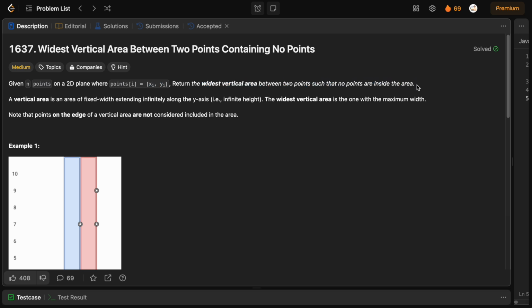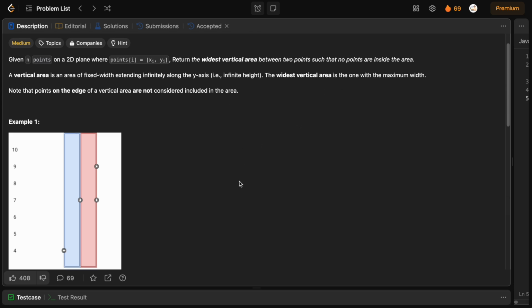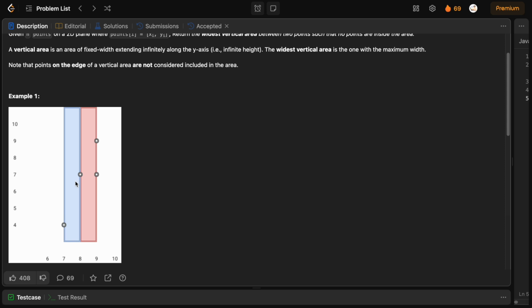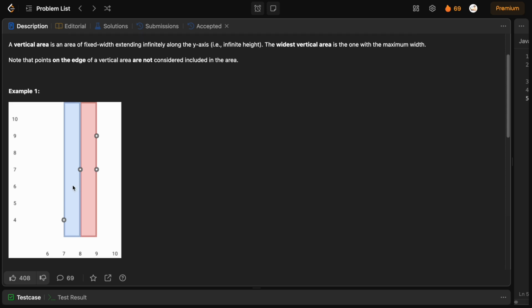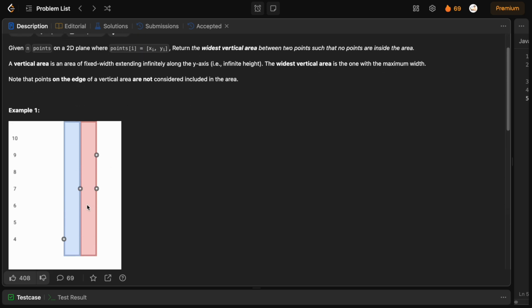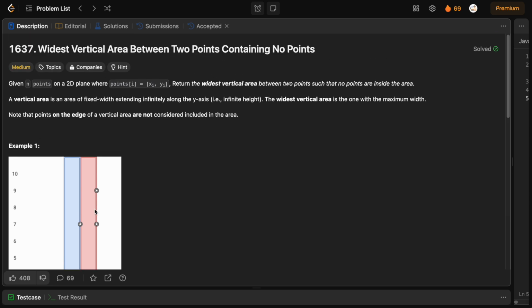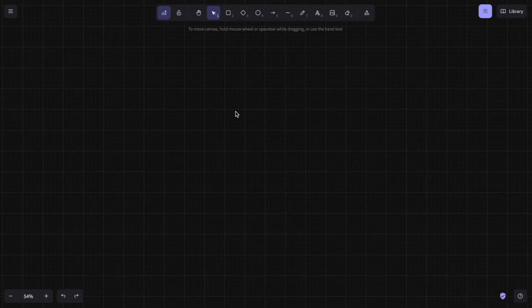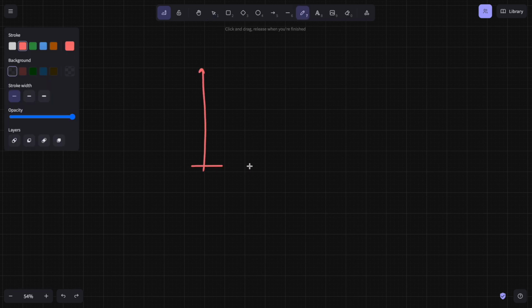If you read the title, widest area means, if you see this one, these are the points. Between these two points, this is the width. And now it just wants us to return the width that is maximum between any points. One thing we can be sure of is that it doesn't matter what our y coordinate is, and I will show you why. So let's assume we have a couple of points here.